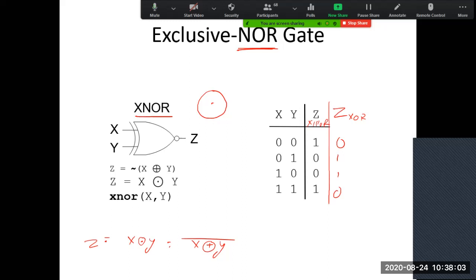You can also use this as your comparator. Later on, after 2 lectures, we will see the implementation of all these things and how they act as a comparator, because comparator is a different topic.